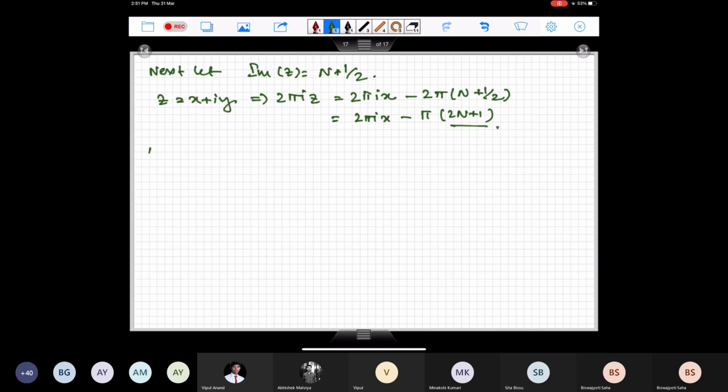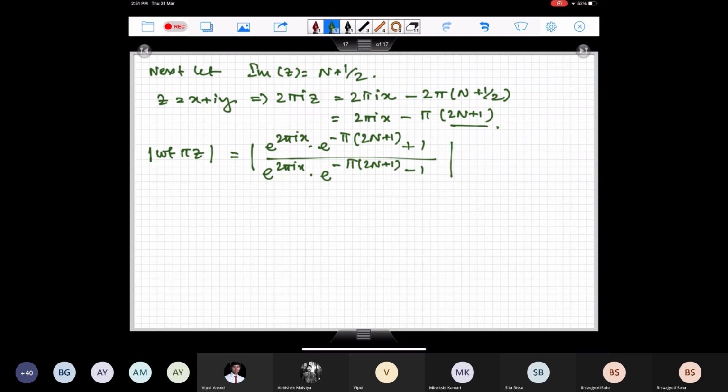Okay, so what is cotangent now? Cotangent pi z in absolute value. The i goes away. This is e to the power 2 pi i x into e to the power minus pi (2n plus 1), plus 1, over e to the power 2 pi i x into e to the power minus pi (2n plus 1), minus 1. Okay, that's what I have.